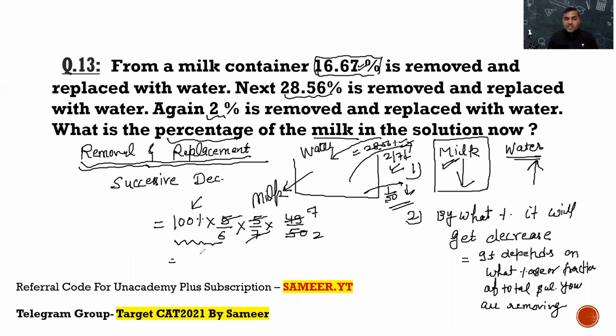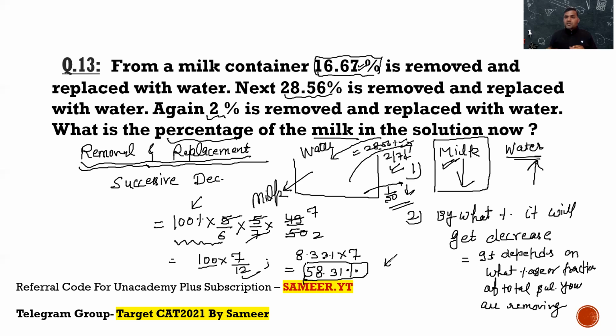So the milk percentage was initially 100%, and you will be left with 7 by 12 part of it. What is 7 by 12 of 100? Just simply solve it. 1 by 12 we know is 8.33%. 100 by 12 is 8.33%. Multiply it by 7, you'll get your answer as 58.31%. So this is the quantity of the milk that will be left in the solution, right?